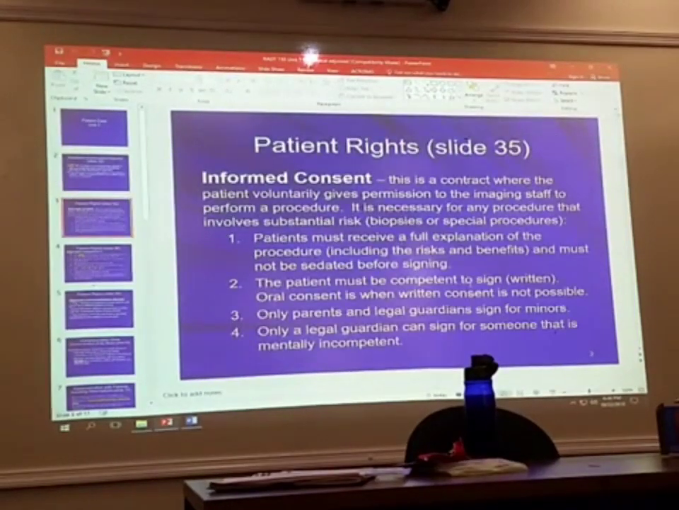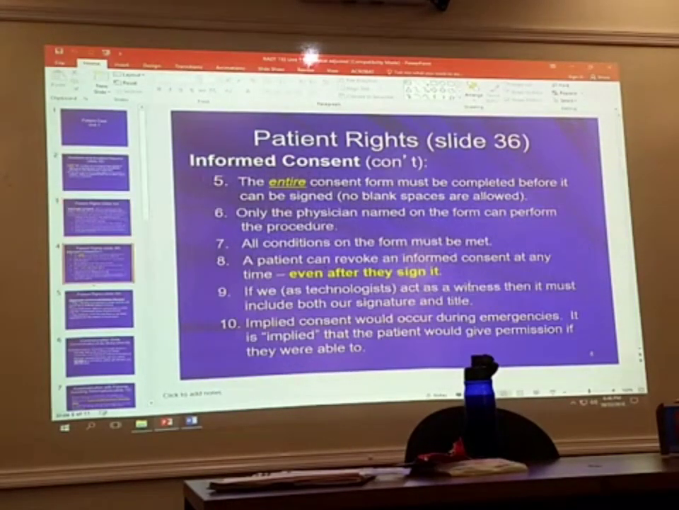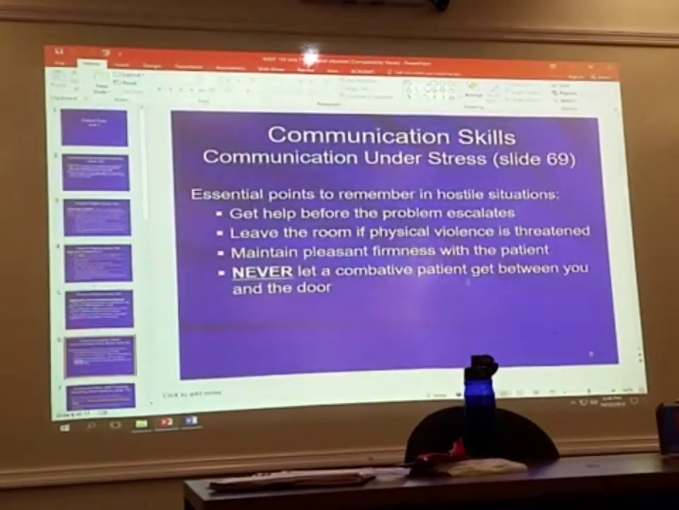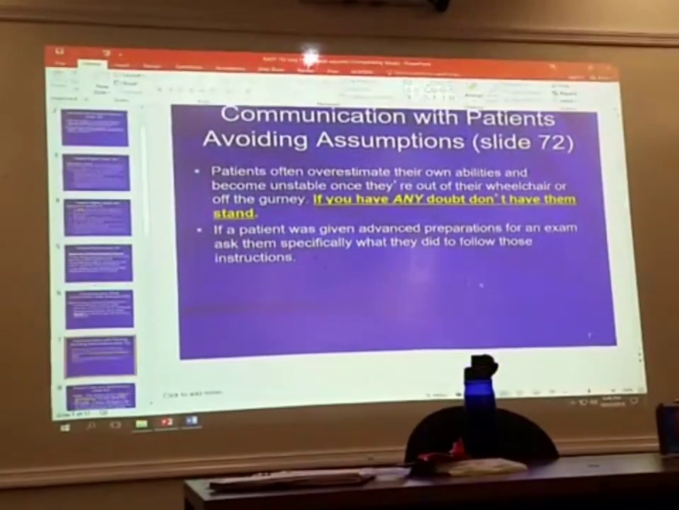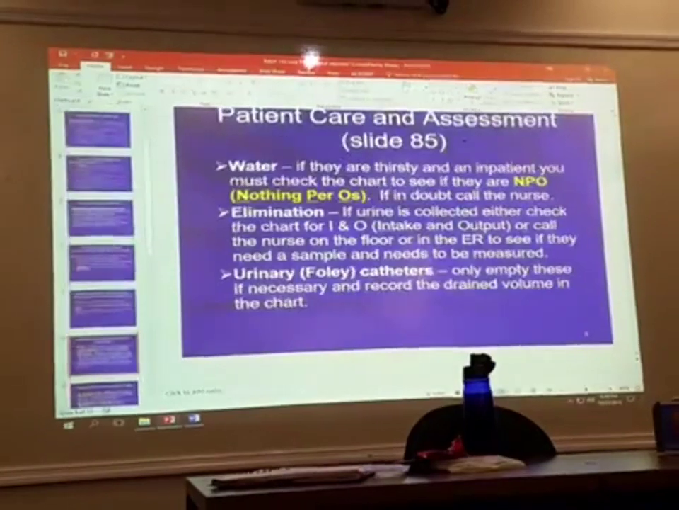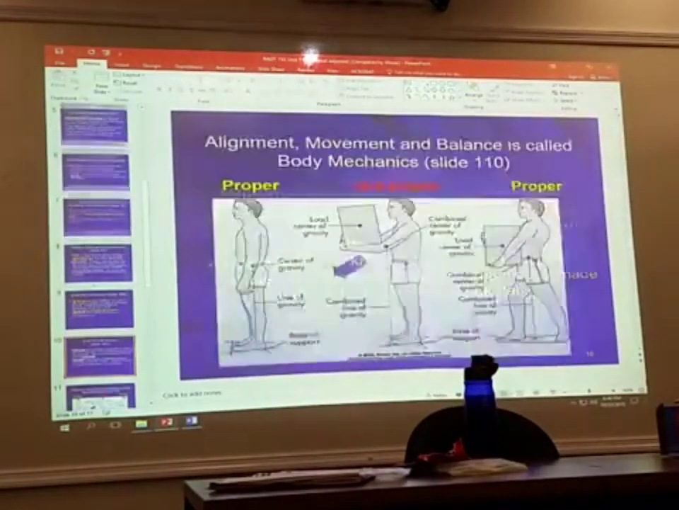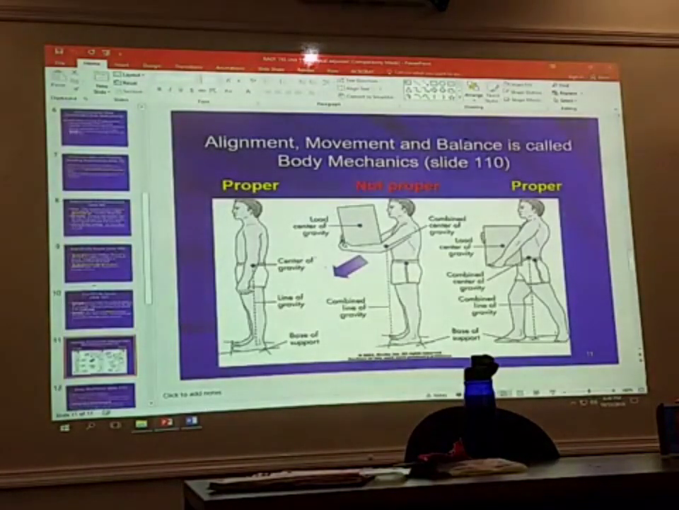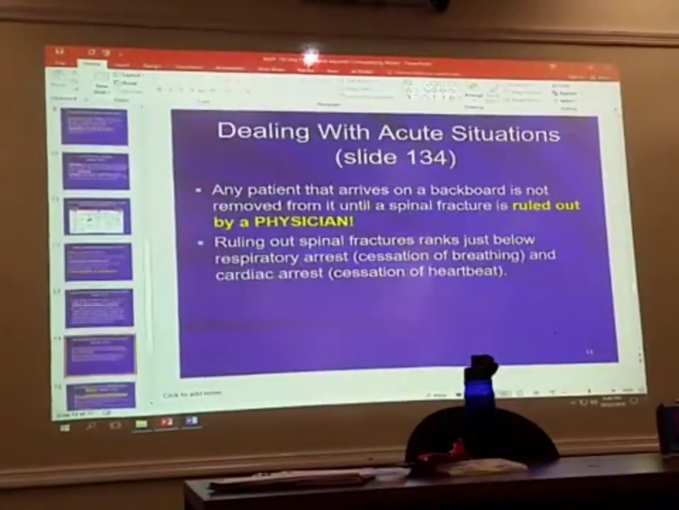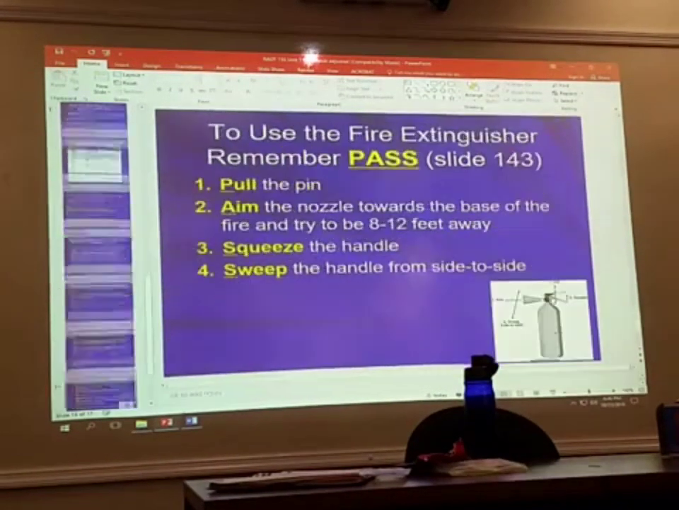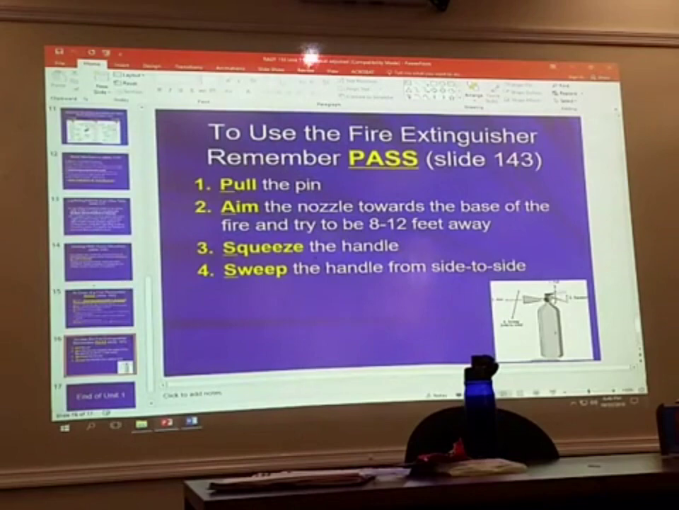It's just the things to know about consent. Those are important, especially knowing that they can be revoked at any time, and the entire form has to be filled out. There can't be any blanks. Immobilization devices. Let me see if I can page through it a little bit easier. Any kind of things about codes, ergonomics, things to understand with that. Race and past, kind of important to learn that, okay?